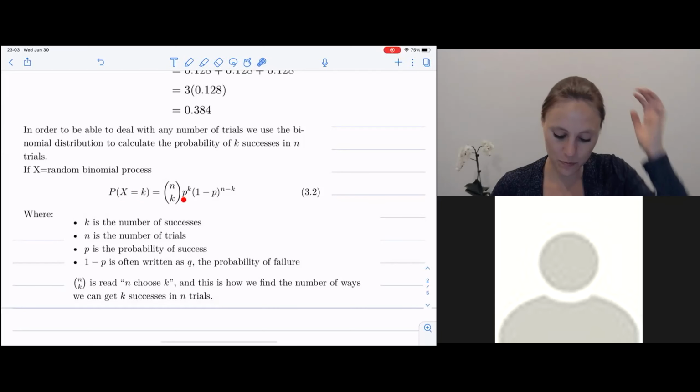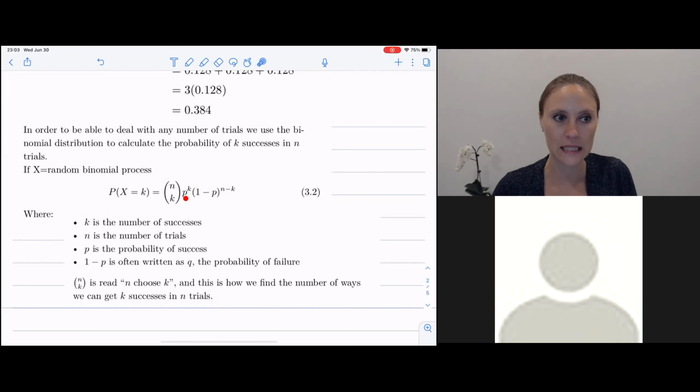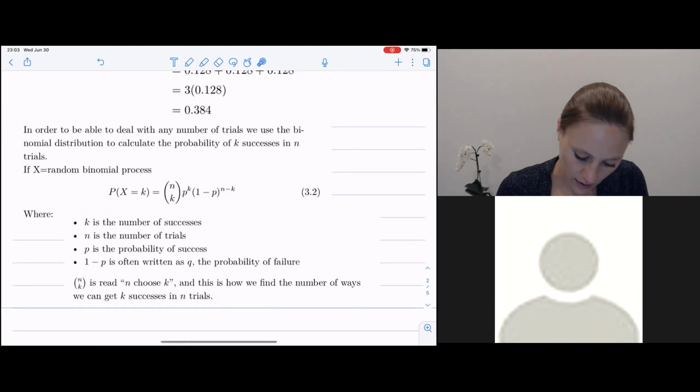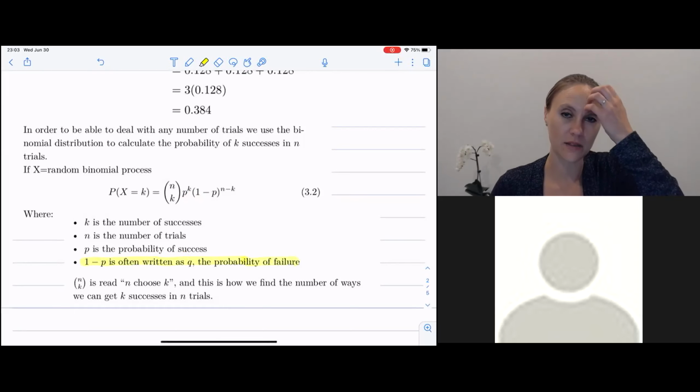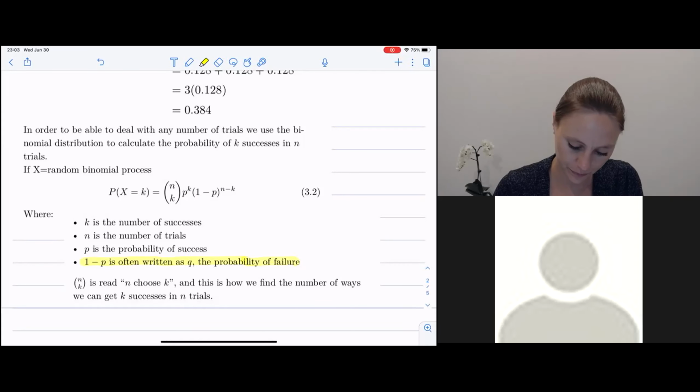And then times p to the power of k. Now, p is the probability of success. In our case, it was 0.2. And then times 1 minus p, which I'll often write as q. P is the probability of success, and q is the probability of failure. But q is just 1 minus p. I'll even highlight that, because that throws people for a loop sometimes when I write q, but it's just 1 minus p.